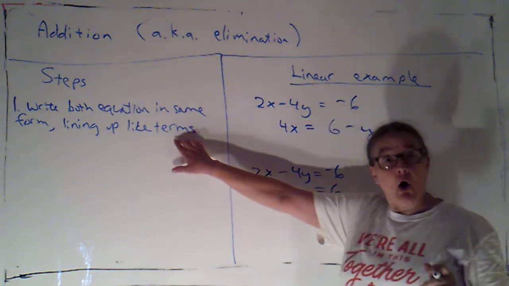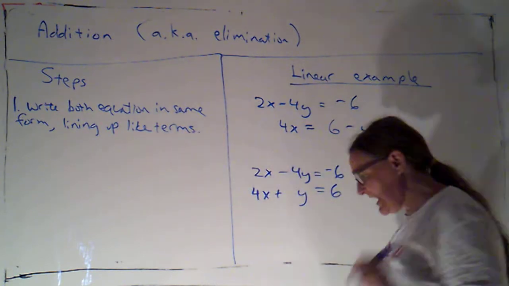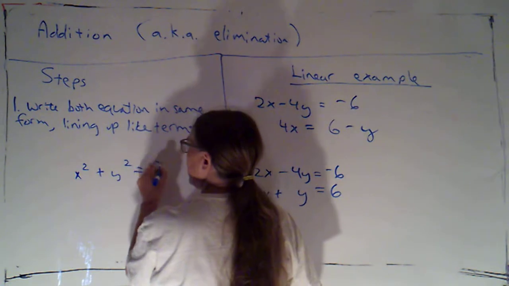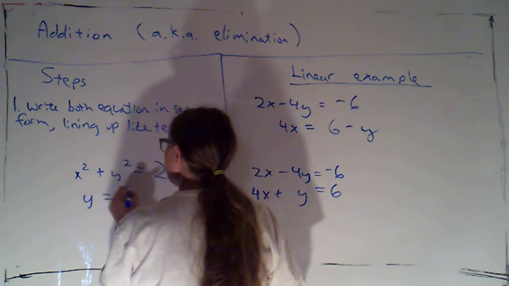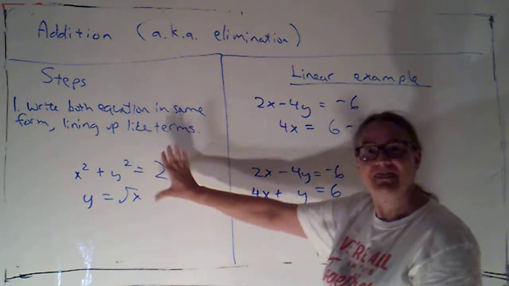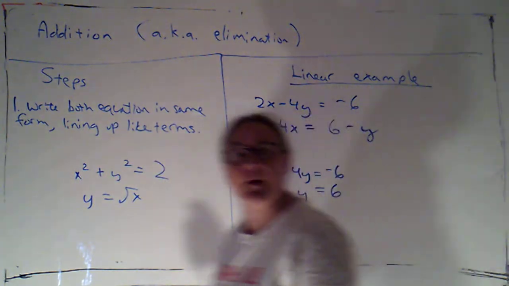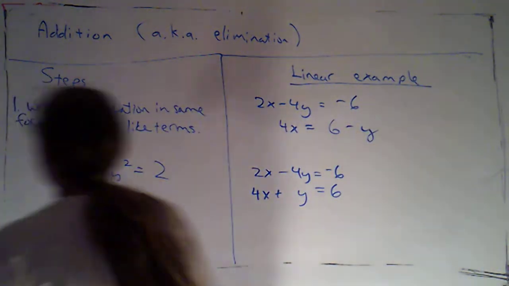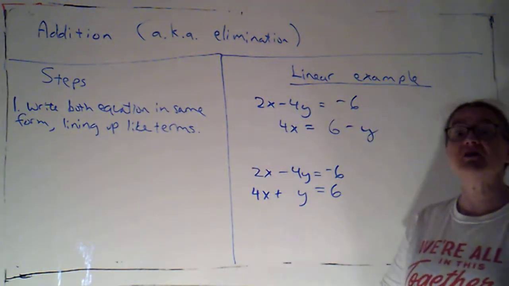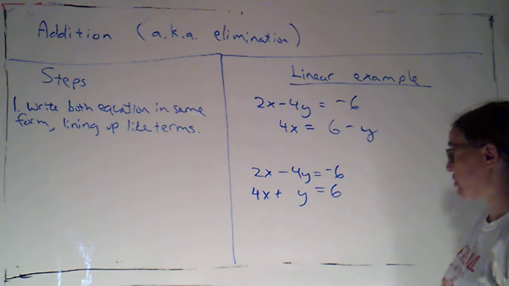Now, that's not always going to work. In the example that we just did, we had x squared plus y squared equals 2, and y equals the square root of x. I didn't have like terms. This one, substitution, was a much better method. But elimination or addition can be useful if your equations have the same types of terms.